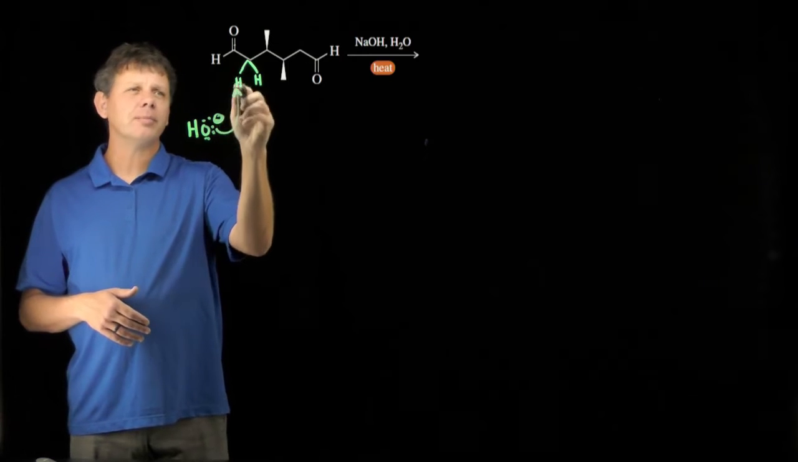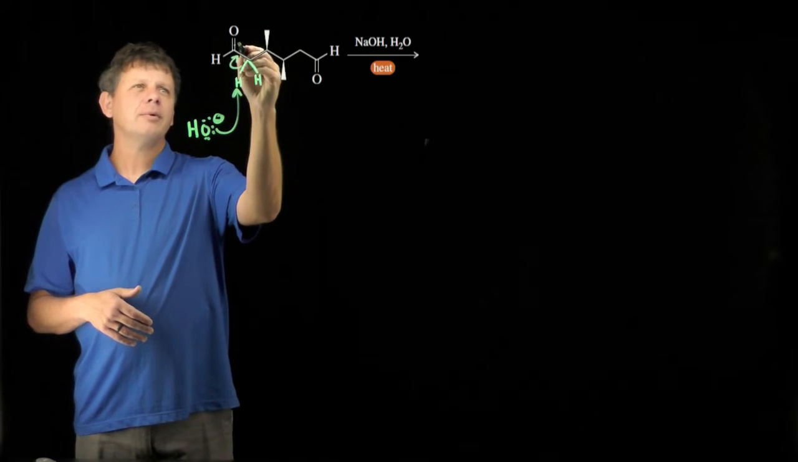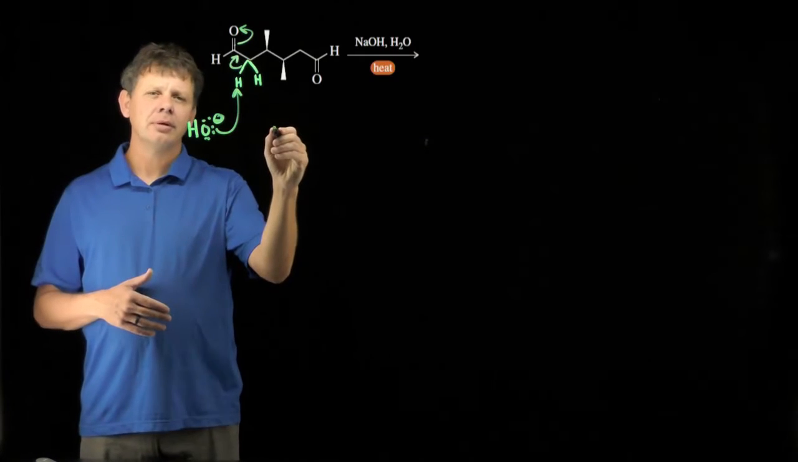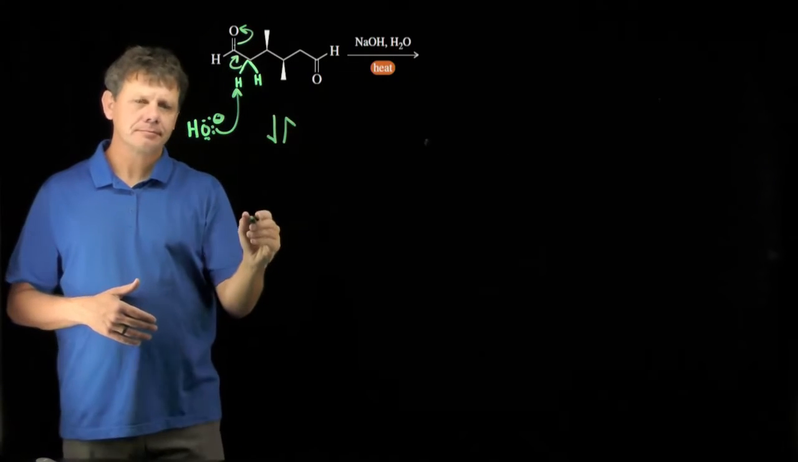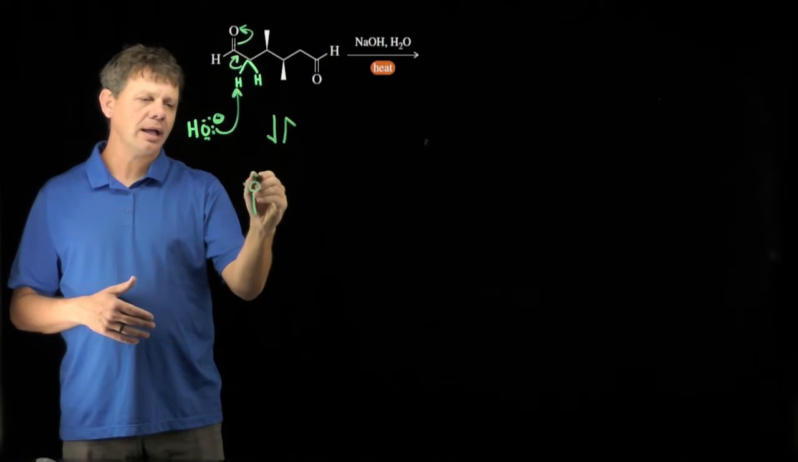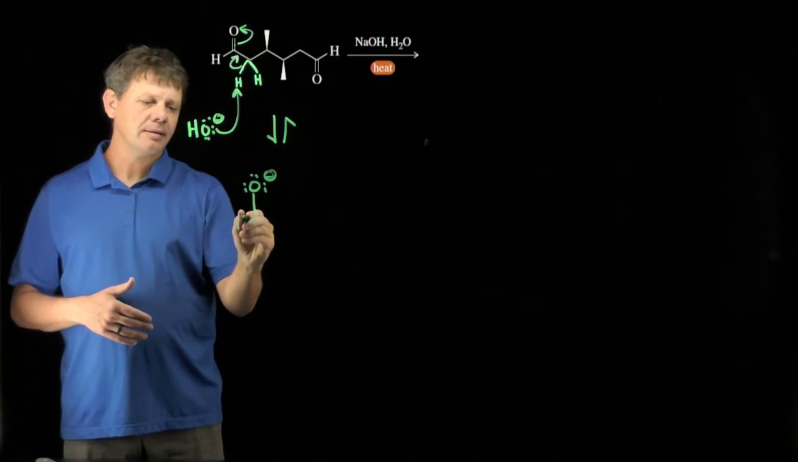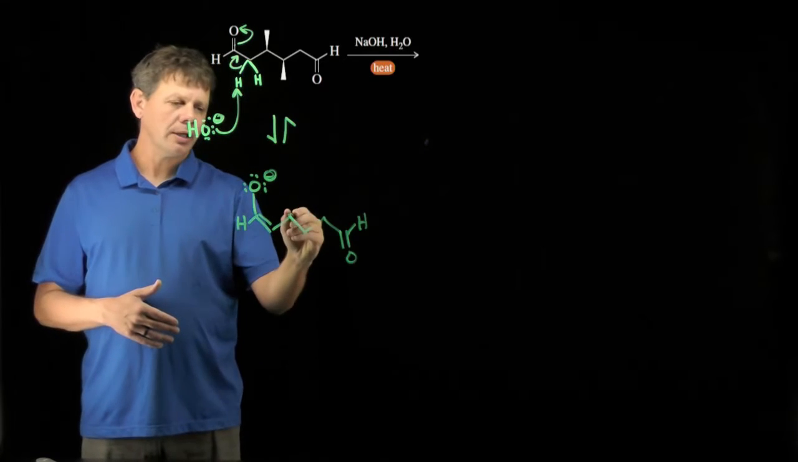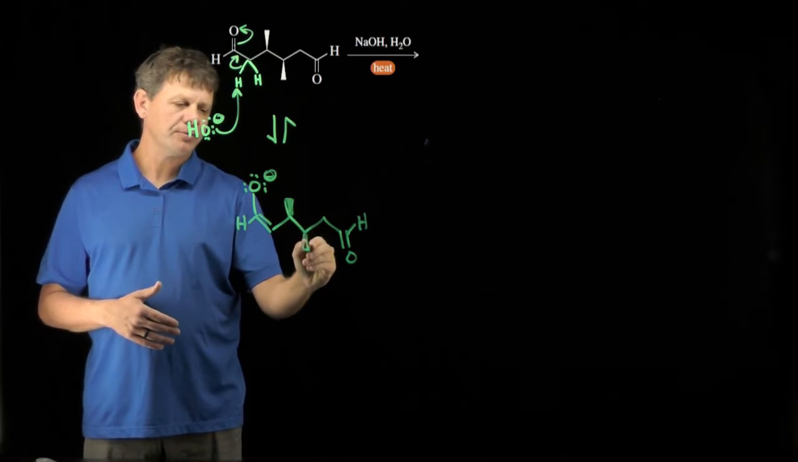We can start by removing the proton. These electrons go there, pushing those electrons onto oxygen. That's going to make the enolate. So starting the way all aldol reactions do, by making the enolate. Draw in the two methyl groups.